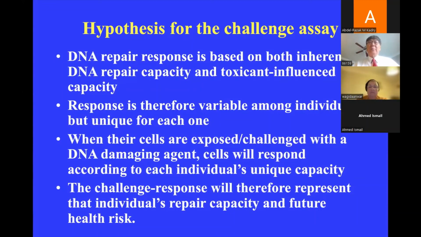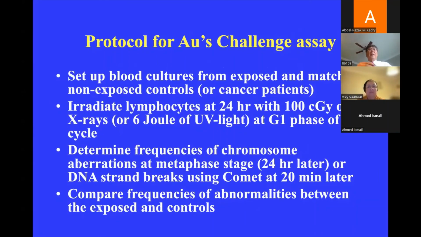So let me share some data with you. In the protocol, we set up blood culture from exposed or matched non-exposed control or from patient, depending on what we want to do. Essentially, we irradiate the lymphocyte at 24 hours after initiation of culture with 100 centigray of X-ray or with 6 joules per square centimeter of UV light at the G1 phase of cell cycle.